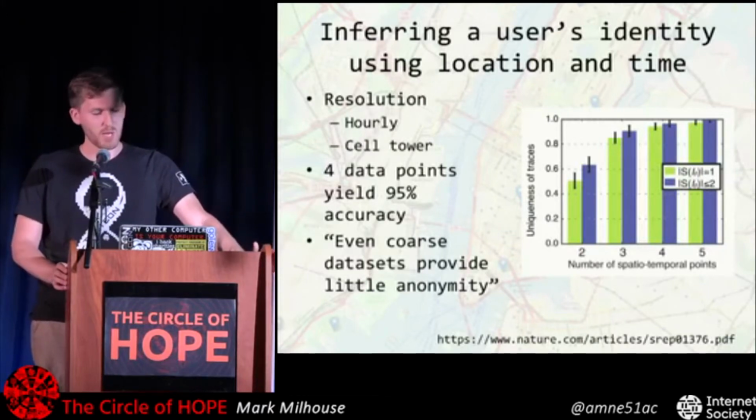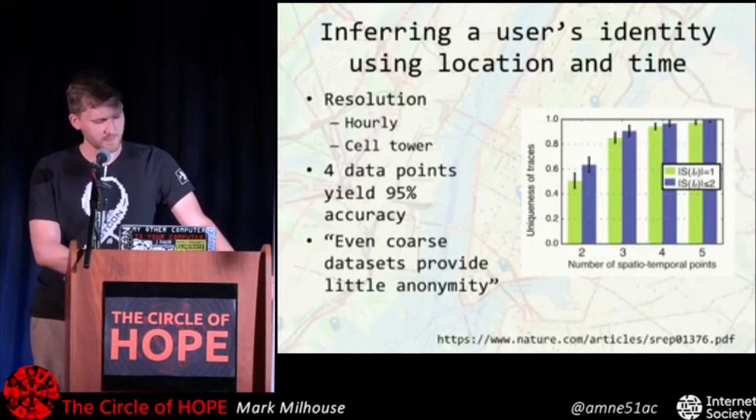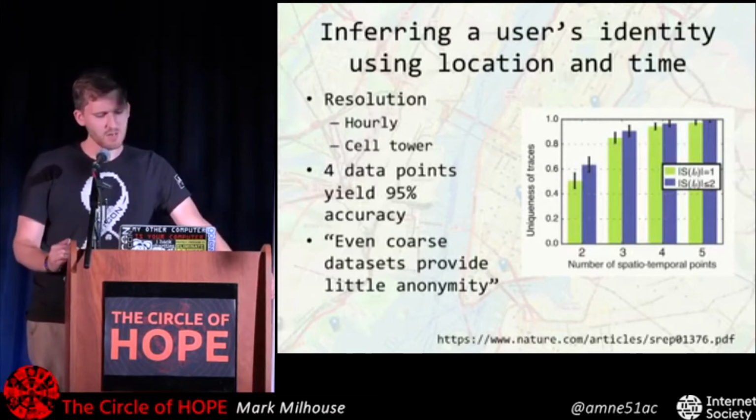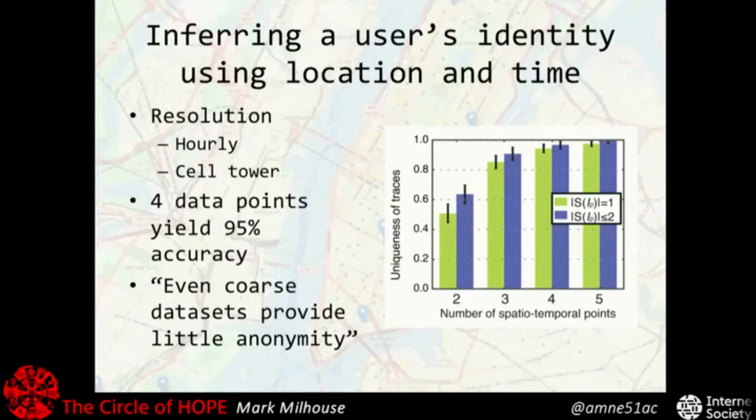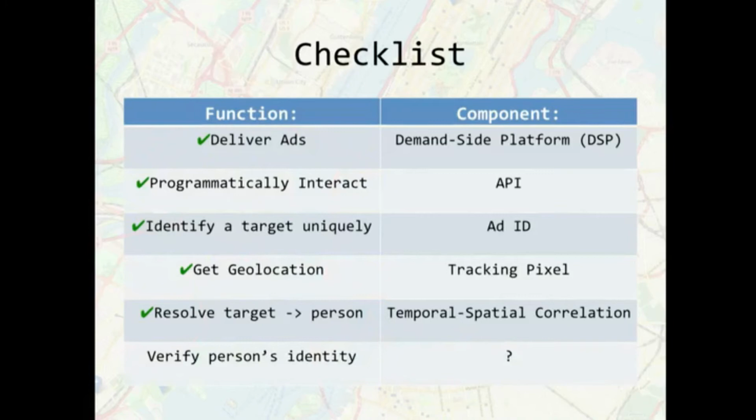They said in their paper that even coarse data sets provide very little anonymity. That means that if an attacker knows where you are at a certain time 4 times, then they can know with a 95% certainty that that person is most certainly you and no one else. So we have the answer to that question.